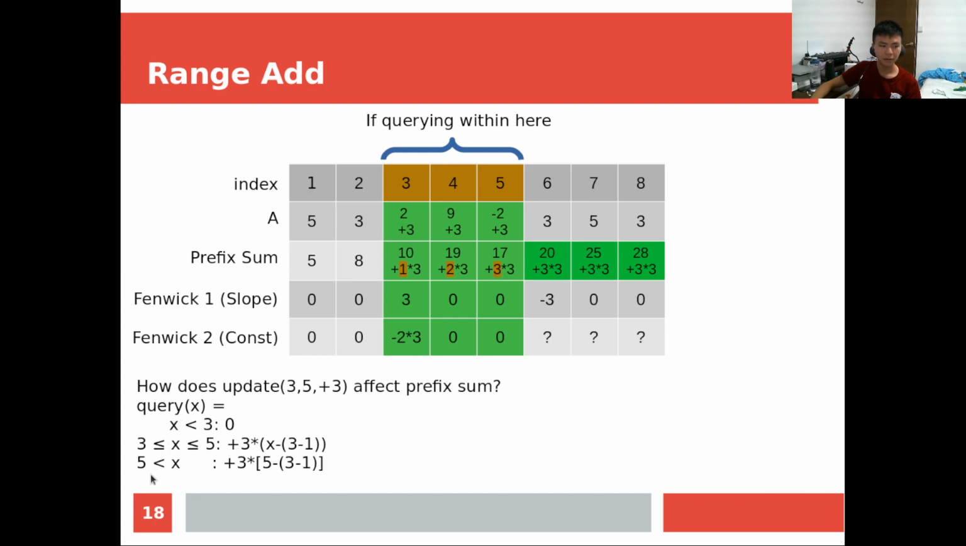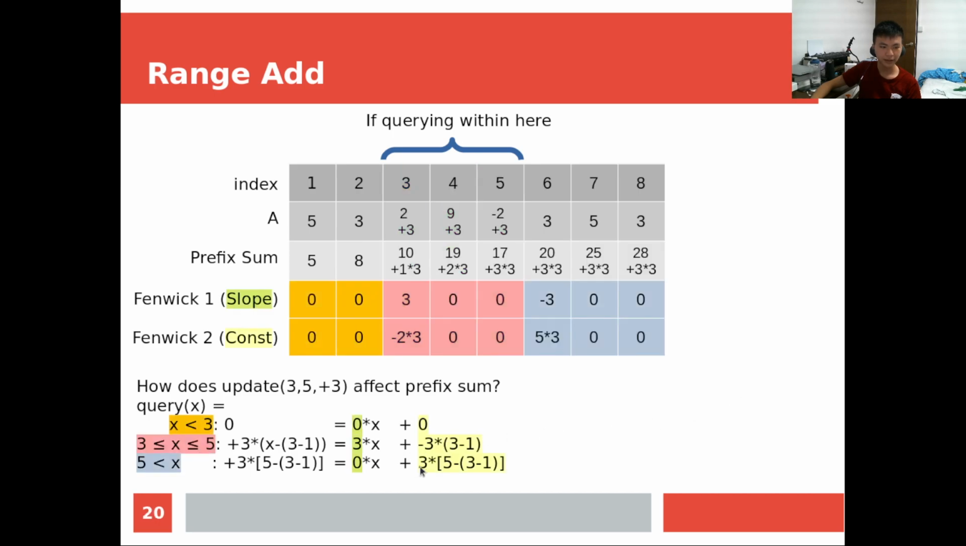And if the query is between 6 and 8, if the query is after 5, outside of the range add, then it is affected by a constant amount. The contribution is constant, or 3 times 3. If we write this in a different manner, with a bit of rearranging, we can separate these contributions into a term that depends on the index and a term that doesn't. The term that linearly depends on the index is kept track of by the first Fenwick tree, and the second term is kept track of by the second Fenwick tree.